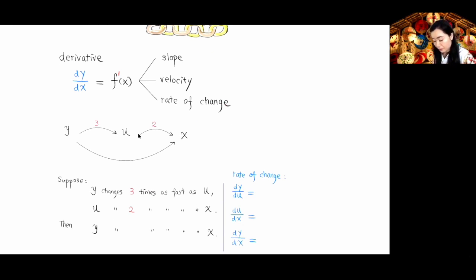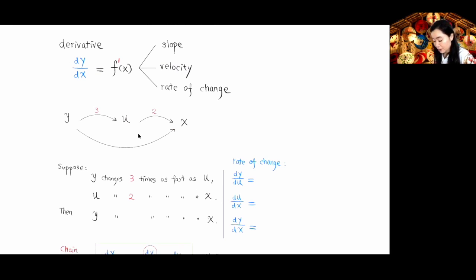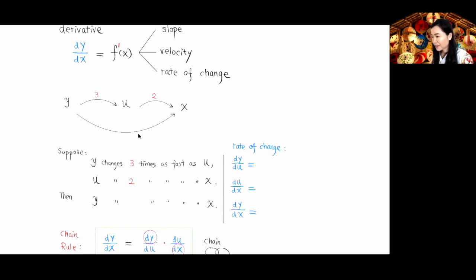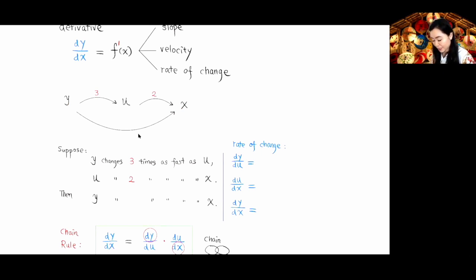So now we have y here is a function of u, okay? U is a function of x. Suppose u changes 2 times as fast as x, and y changes 3 times as fast as u. So y changes how many times as fast as x? Can someone answer this? Okay, let me go back a little bit.